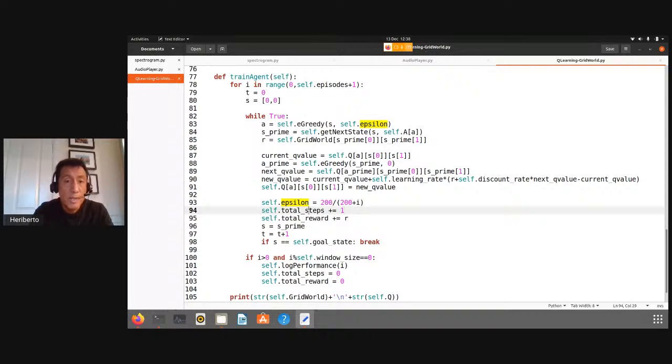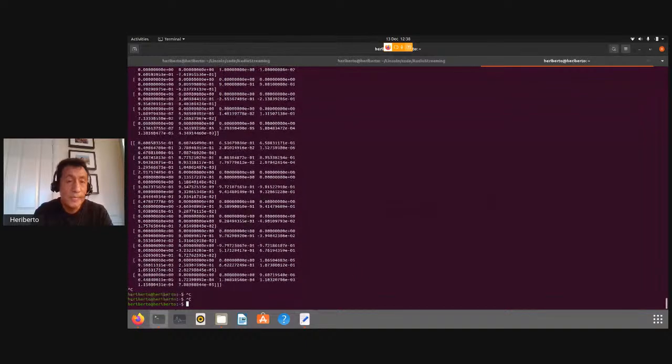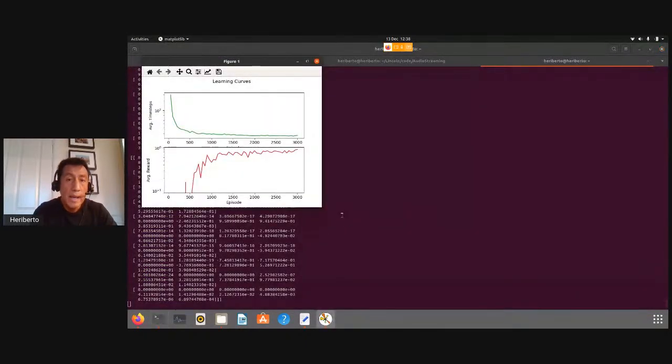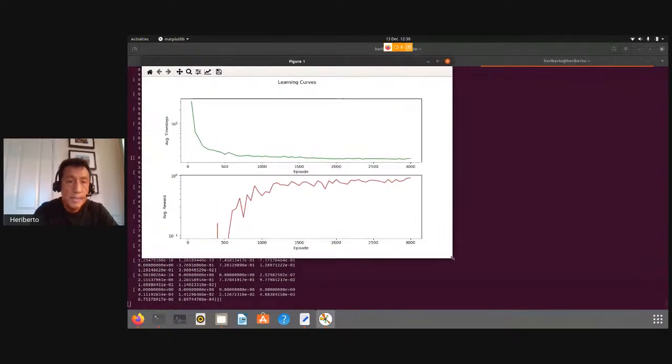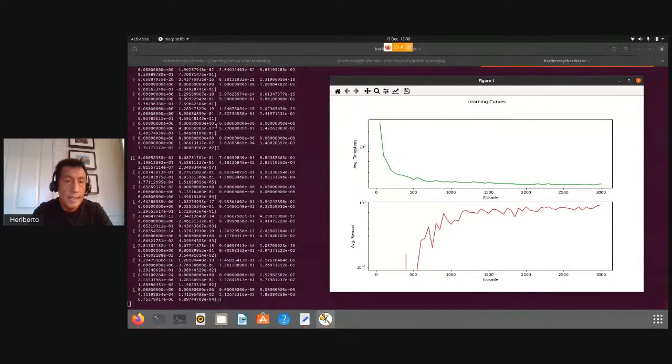So here I just accumulate my number of steps to know how long the interactions are, and here I also accumulate the rewards so that I know how much reward the agent has got, and I plot my results. So here's an example run. Here are some learning curves for you to see what the agent has learned here.